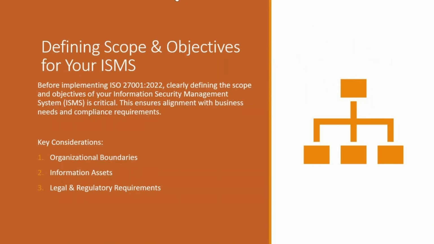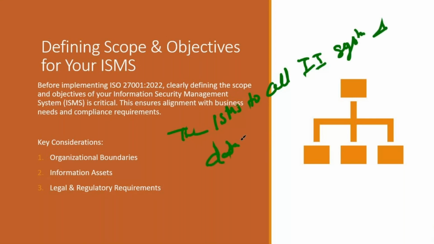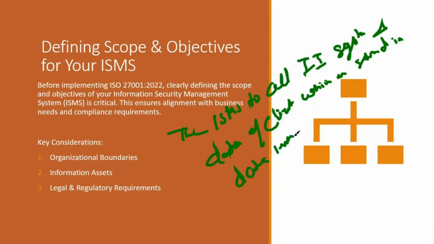Now, how is the scope written? Just a formal way I am telling you. We simply write in the scope: the ISMS applies to all IT systems and data of clients, which are stored in, let's say, the data center. The data center needs to be protected.